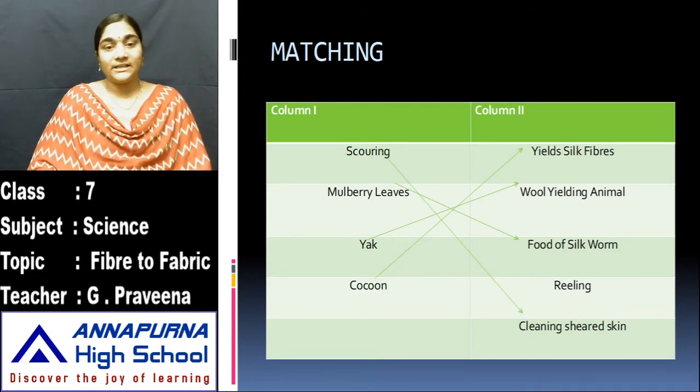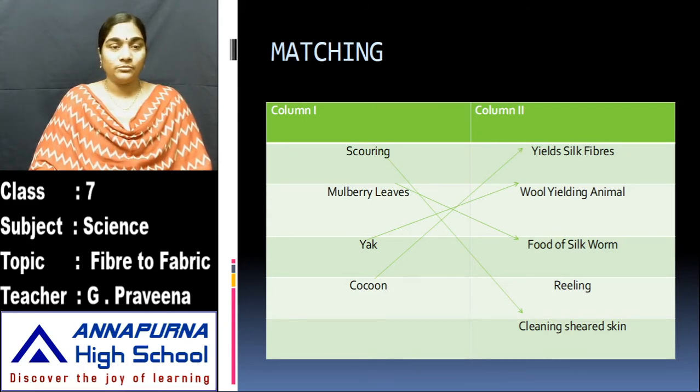Scouring is the cleaning of sheared skin. Then mulberry leaves are food for the silkworm. The silkworm feeds on the mulberry leaves. After feeding on the mulberry leaves, they start developing a silk fiber known as cocoon, and that is made up of protein. Then yak, what does it produce? It produces wool. Yak is the wool yielding animal.